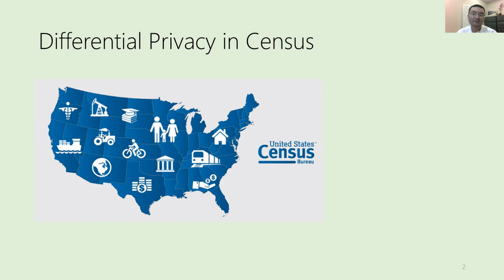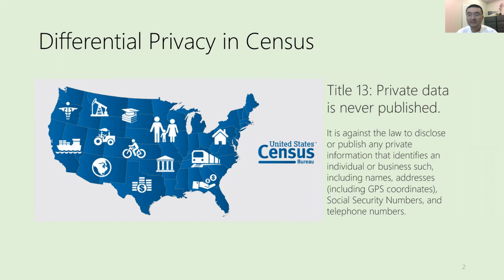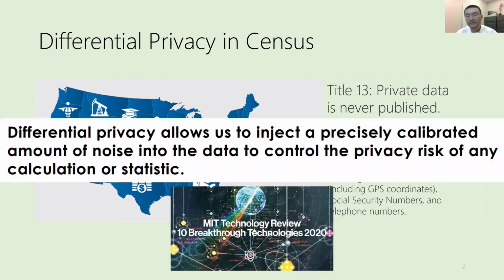Census possesses the true data and wants to share it, but such data cannot be directly shared because it contains sensitive information about individuals. So in this case, Census uses differential privacy, which allows them to inject a precisely calibrated amount of noise to carefully control the privacy risk of any data publication. And this is listed as one of the 10 breakthroughs in 2020.